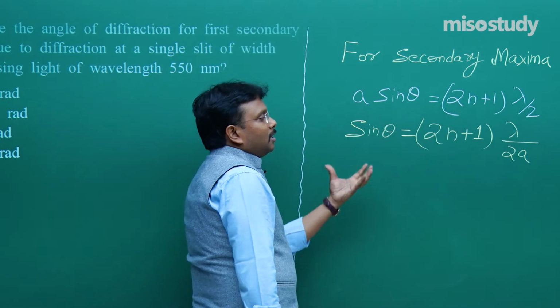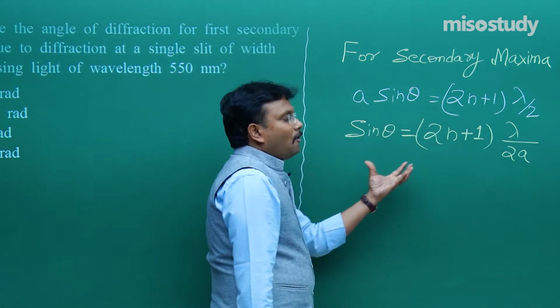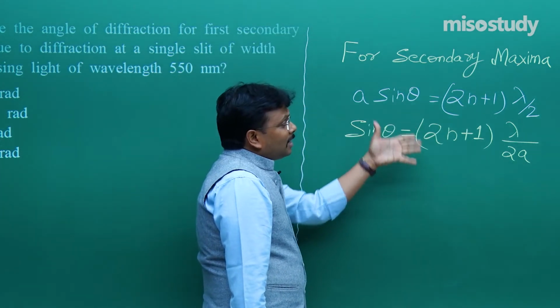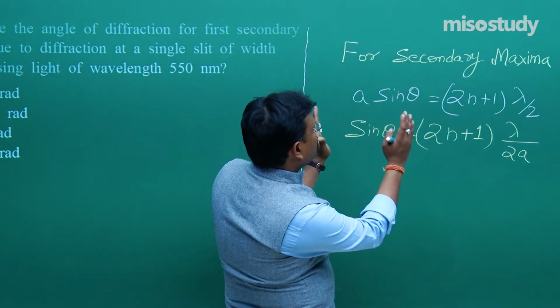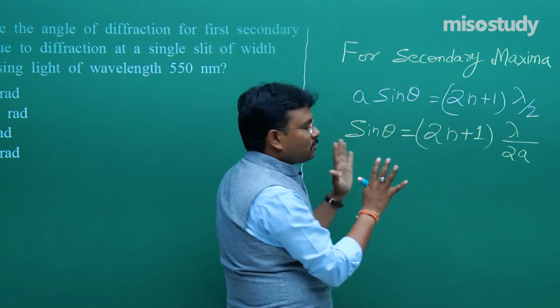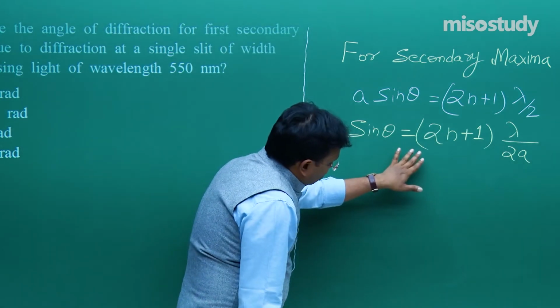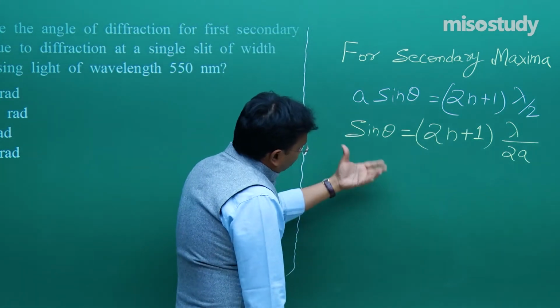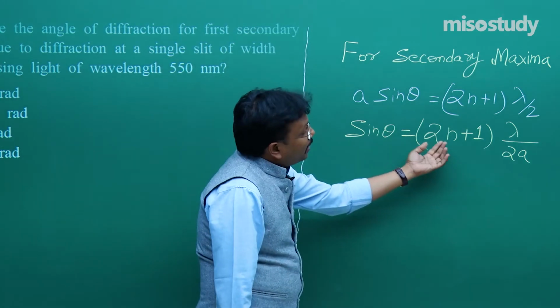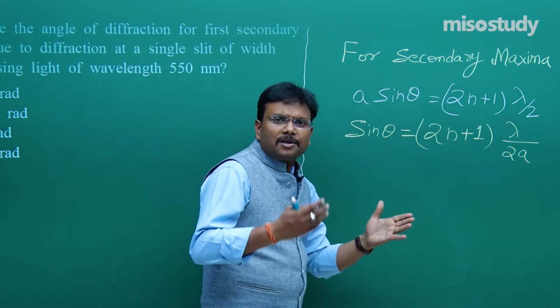From here, something important in this particular formula. That is why I am writing it again and again, so that you can take a look at this formula once, twice, thrice. Ultimately it is going to be stored in your mind. So, sin theta is equal to (2n plus 1) lambda by 2a, where n takes the values 0, 1, 2, 3, 4, 5, 6, and so on.